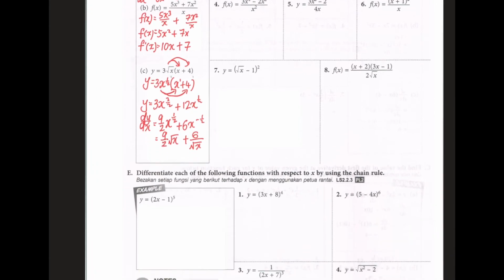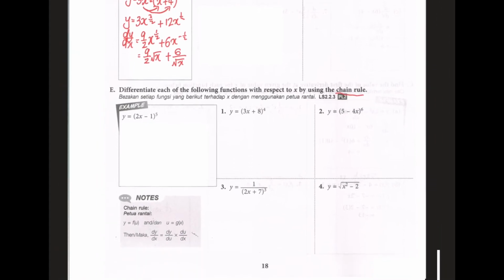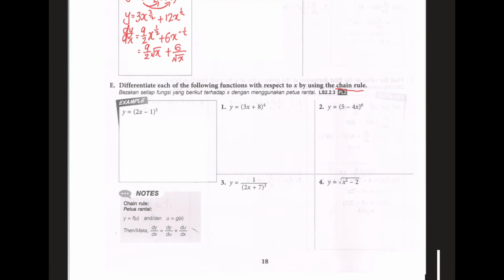Okay, now we look at part E. Differentiate each of the following functions with respect to x by using the chain rule. So what is chain rule? Let's see, it is given down here. Chain rule: y equal to f(u) and u equal to g(x).